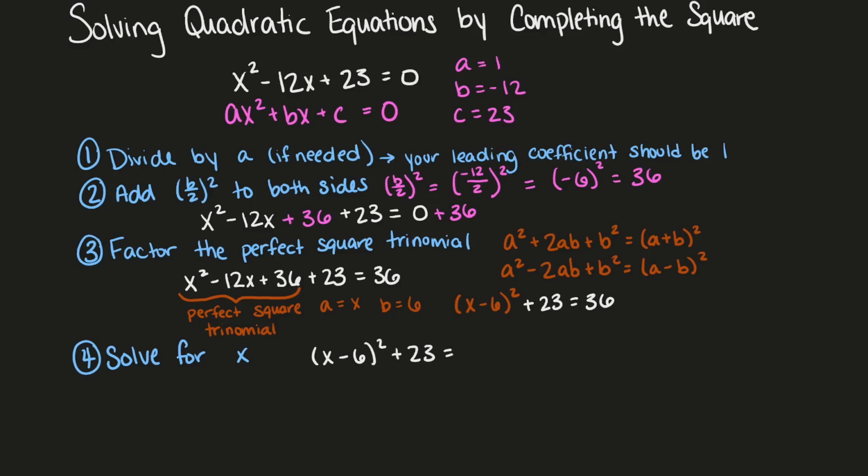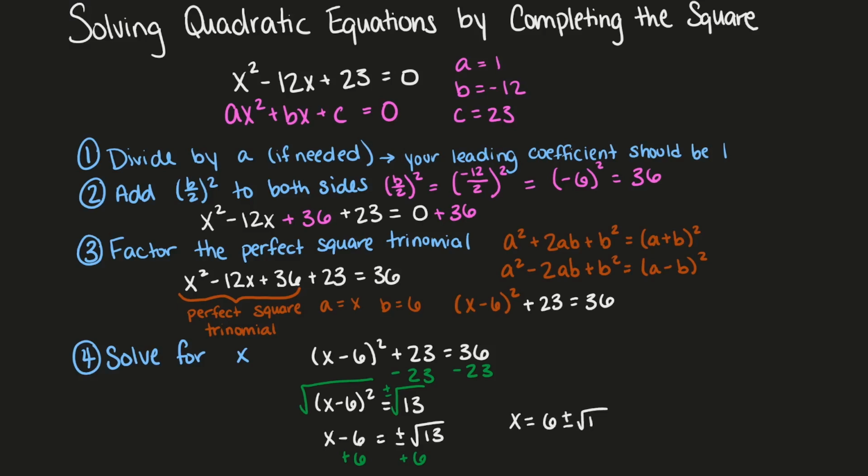So now to solve for x, we'll start by subtracting 23 from both sides. And we get x minus 6 squared equals 13. Then we're going to take the square root of both sides to get rid of our square. Whenever we take the square root, we have to consider the positive and the negative value of our square root. So x minus 6 equals plus or minus the square root of 13. Let's add 6 to both sides. And we get x equals 6 plus or minus the square root of 13.